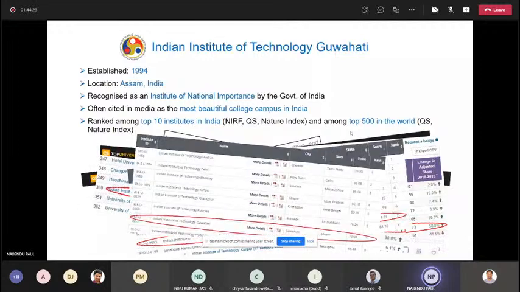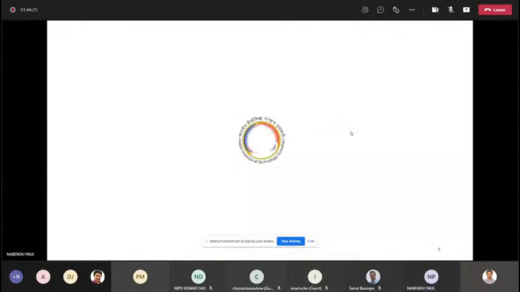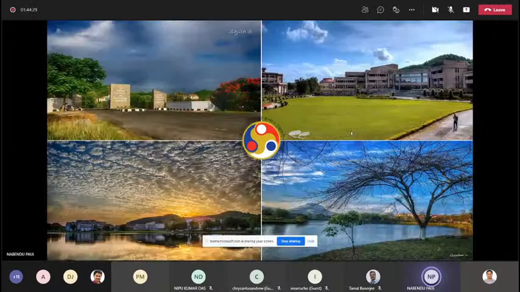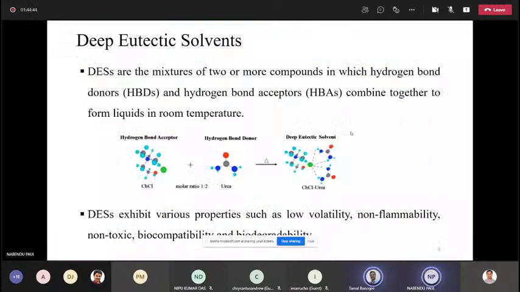So there are some pictures of our campus, IIT Guwahati. You can see the natural beauty. It's a very beautiful campus, and I'd like to invite you all to visit the campus of IIT Guwahati at least once. Yeah, the slide has not changed, Nabendu. Now, sir? Yes, yes. Now.